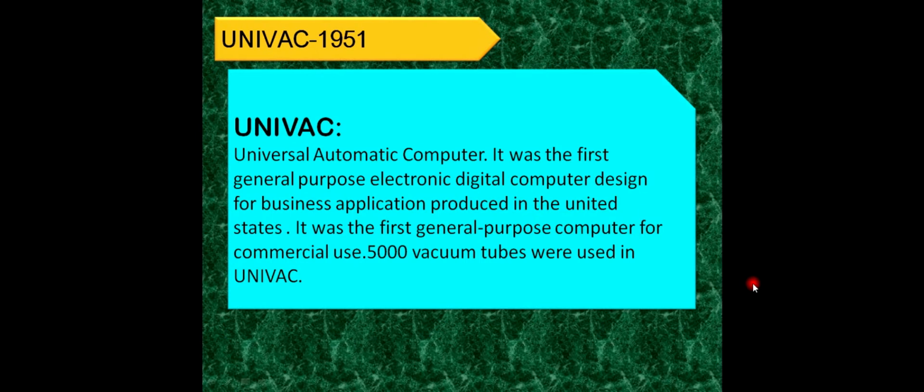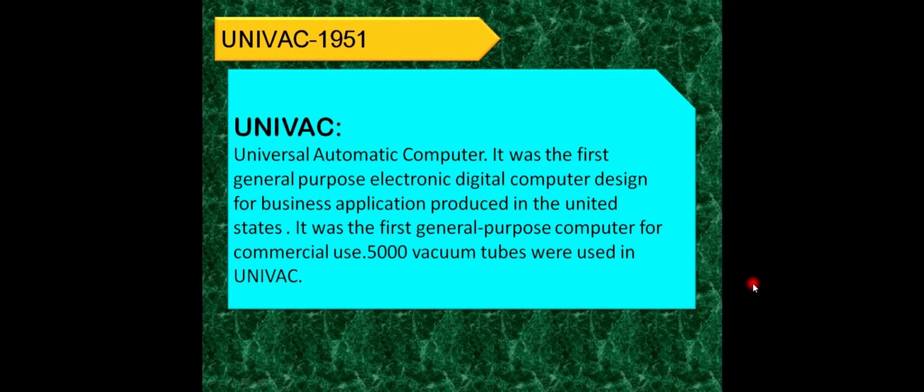The next thing is UNIVAC. It was developed in 1951, and UNIVAC stands for Universal Automatic Computer. It was the first general purpose electronic digital computer, because general purpose means this computer was used for many purposes, not only for subtraction, calculations, or addition. So many companies could use these computers to operate business applications and to produce many applications as well.